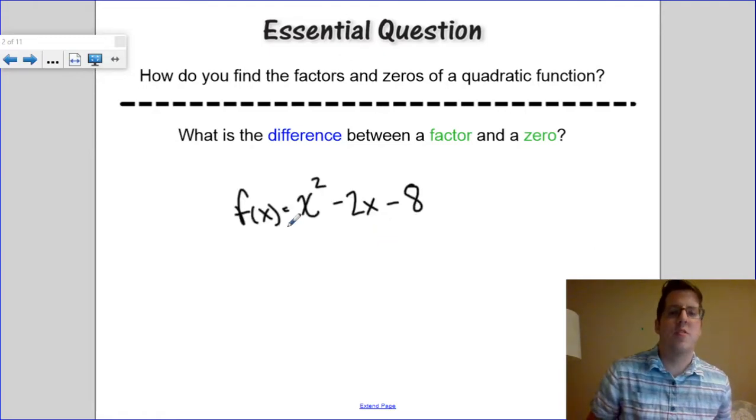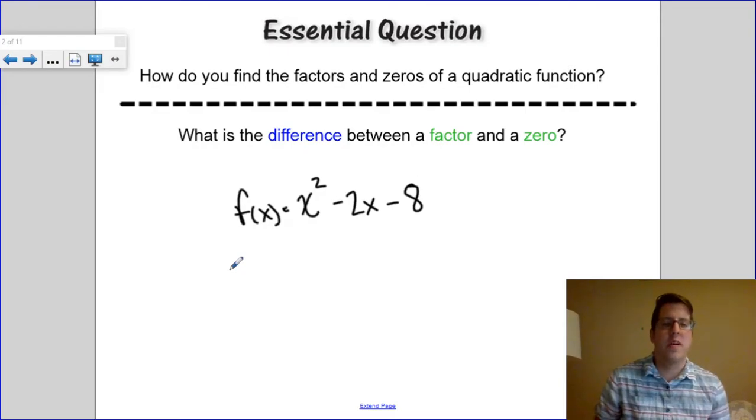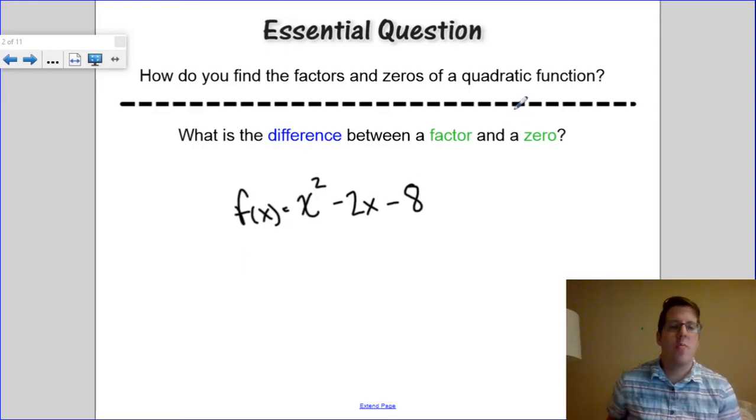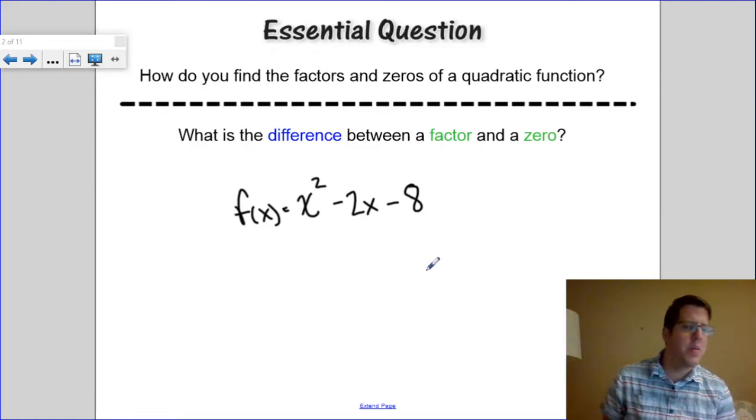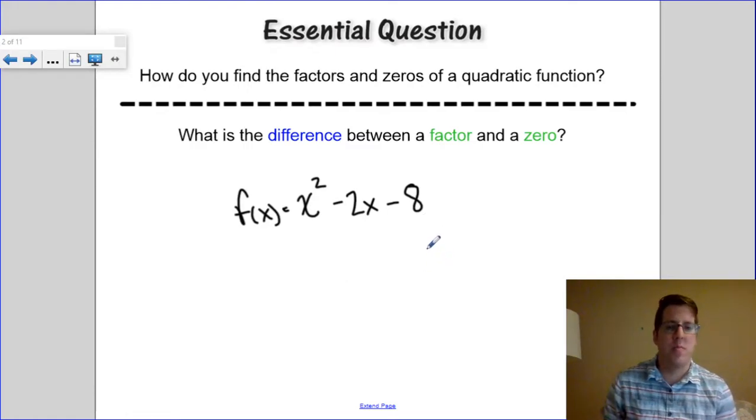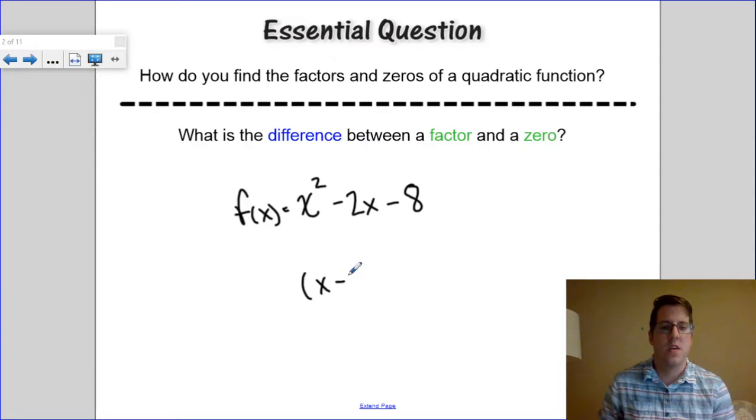Let's consider the function x squared minus 2x minus 8. Now the reason we care about factors is because they're what make up our quadratic function. They're the atoms of this type of math. Or they're like prime numbers if you were just doing arithmetic. So a factor is something that will multiply to make that quadratic.